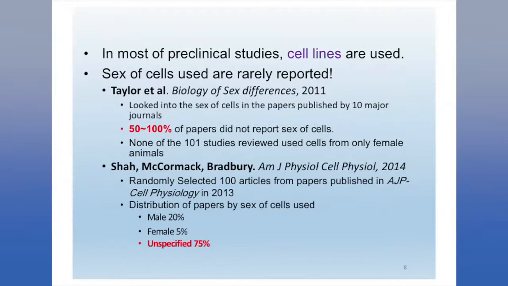And in another study published in the American Journal of Physiology, Cell Physiology in 2014, they randomly selected 100 papers published in the journal and looked at the papers for the sex of the cells. Then 20% of the papers used male cells, 5% used female cells, and they did not specify for 75%, so it was not known for 75%. So both studies showed that 70 to 80% of the studies do not report the sex of cells.